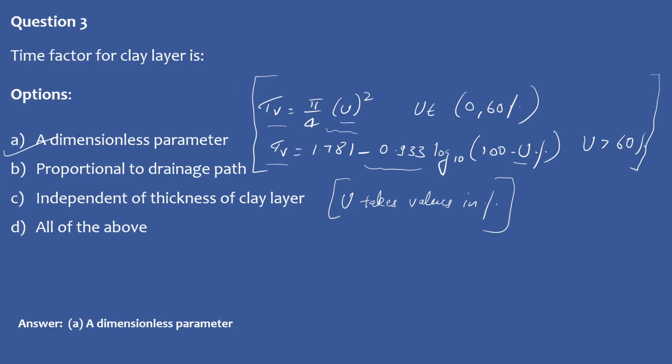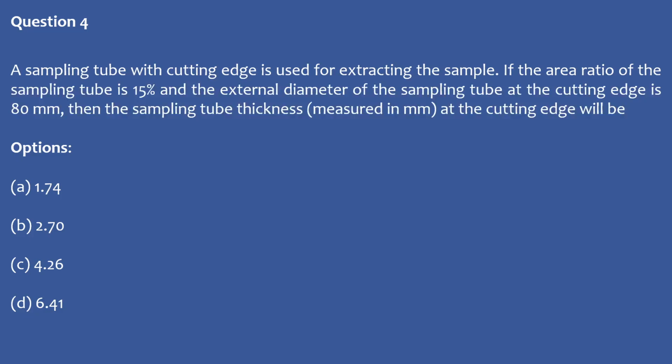Moving to question number 4, it is a numerical based question. You have a sampling tube with cutting edge used for extracting the sample. If the area ratio of the sampling tube is 15% and the external diameter of the sampling tube at the cutting edge is 80 mm, then the sampling tube thickness at the cutting edge will be.